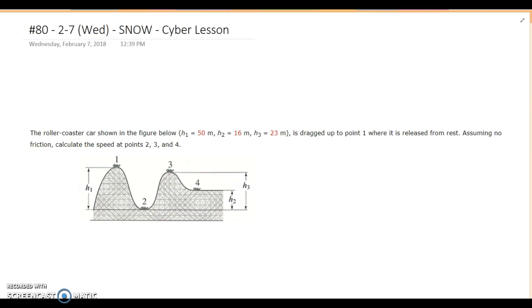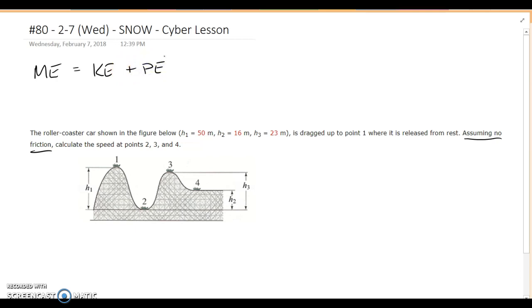Now, what's important in this problem, we have a roller coaster going to different points on the track. The problem is looking to calculate the speeds at points 2, 3, and 4. And they tell us to assume no friction. And when there's no friction, we're not losing energy to heat. And so our total mechanical energy is conserved at each point. And mechanical energy, we can call that ME, is just equal to any kinetic energy we have from motion. If we have speed, we have kinetic energy, plus any potential energy we're going to have at any point.